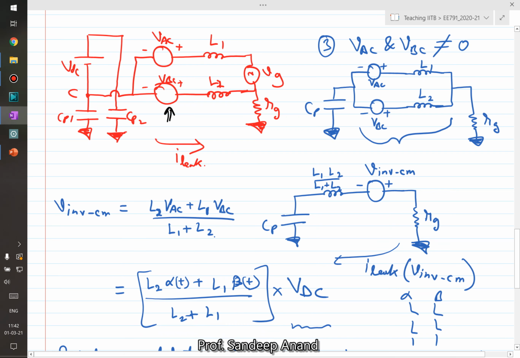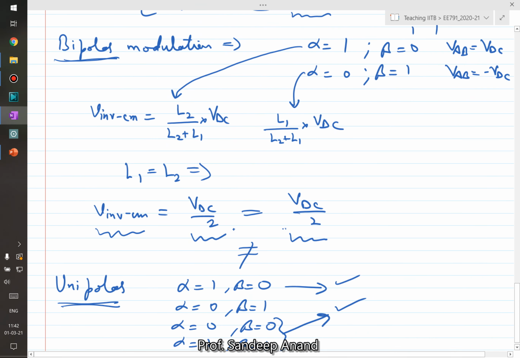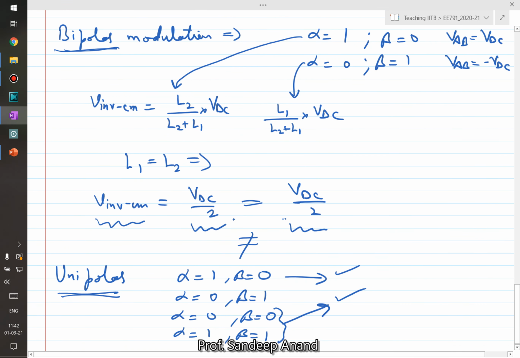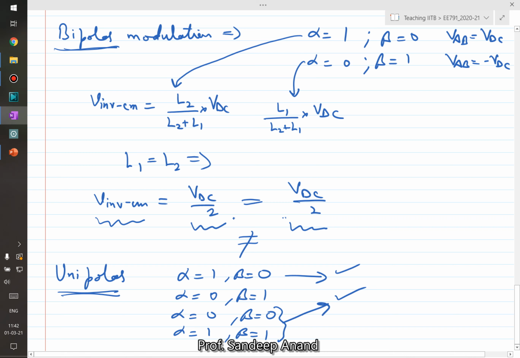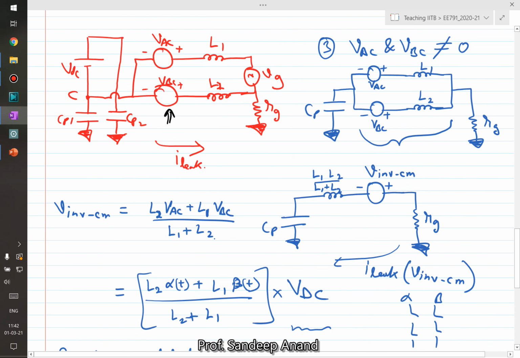So moving forward, what we will do is try to understand some more circuit topologies, or rather some more methods of how to avoid the flow of leakage current in solar inverters. And while doing so, we will be using this kind of equivalent circuit to understand the common mode voltages appearing and how they lead to the leakage current.